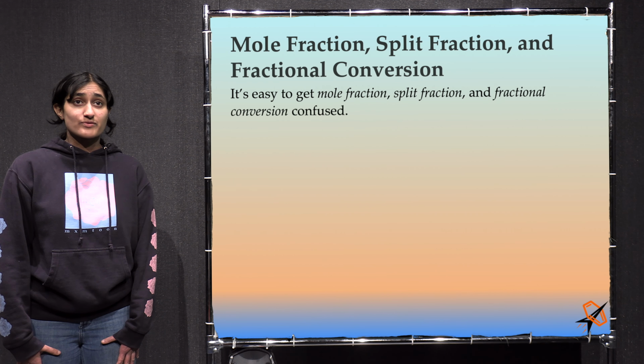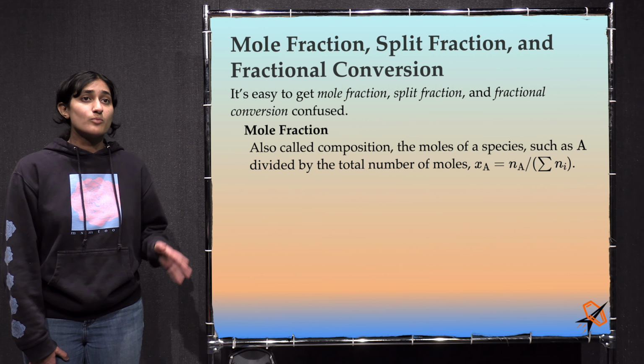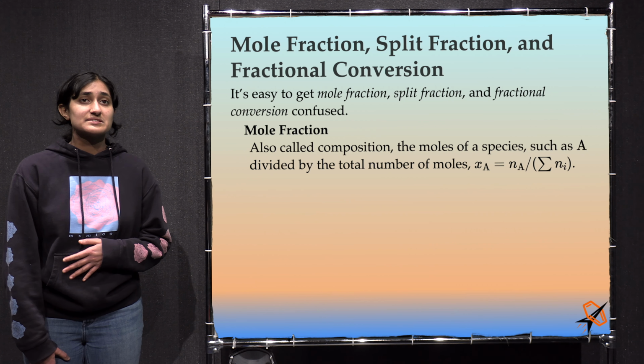At this point, students have a real tendency to confuse mole fraction, split fraction, and fractional conversion, because they all have the word fraction in them. When reading the problem statement, remember the following distinctions. Mole fraction is also called composition. For example, the stream has a mole fraction of 30% oxygen, or the composition of the stream is 30% oxygen. It is the moles or molar flow of the given species divided by the total number of moles, or total molar flow rate. It is typically specified or calculated for a stream.